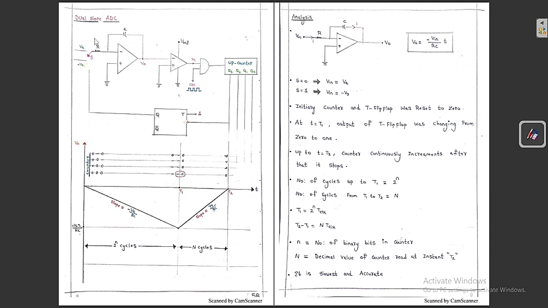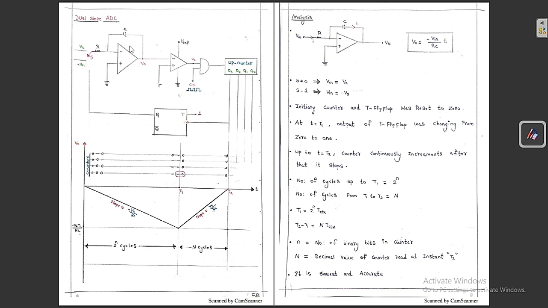So don't worry regarding all these things. Dual slope ADC means it is the slowest one, but it is a very accurate one. So it is easy to remember: it is a very slow and a very accurate way to get the corresponding binary result of the input analog voltage. You can see clearly this is VA, the unknown analog input voltage that I want to measure.